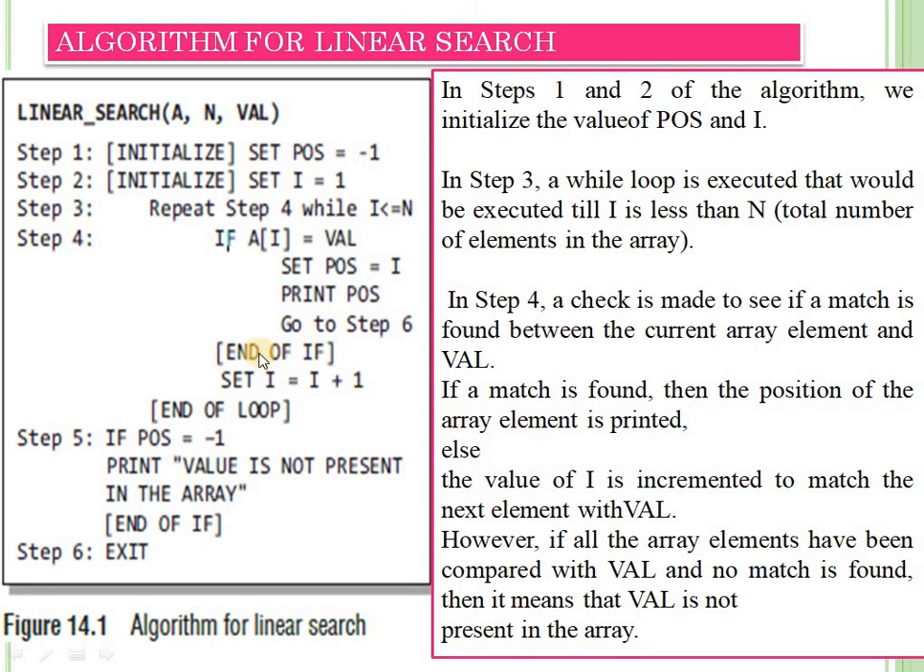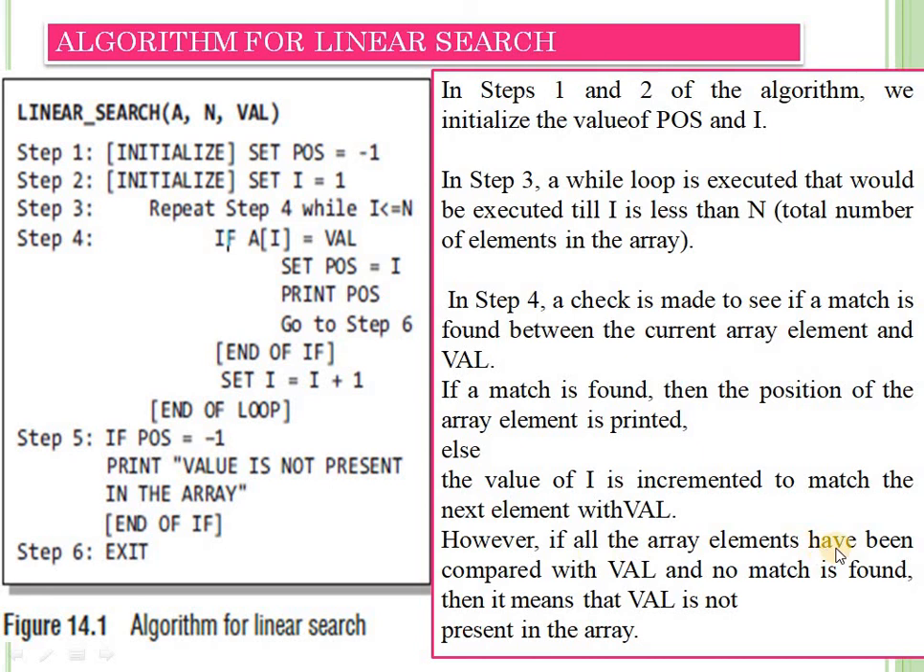Else, meaning this part after the end of the if. Else, meaning the element is not found, then the value of I is increased to match the next element with val. Okay, if the current element is not the val element, what we do here is increase I by 1 and again check whether that particular ith element is val or not. Okay, this goes on up to I less than or equal to n.